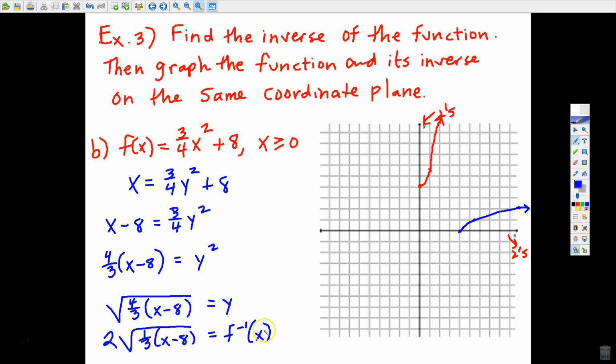And just like they stated the domain, we'll do the same thing. This is for x greater than or equal to 8. 2, 4, 6, 8. And you can see that what we said earlier, these two do reflect over the line y equals x. All right, and so that's the conclusion of the notes.